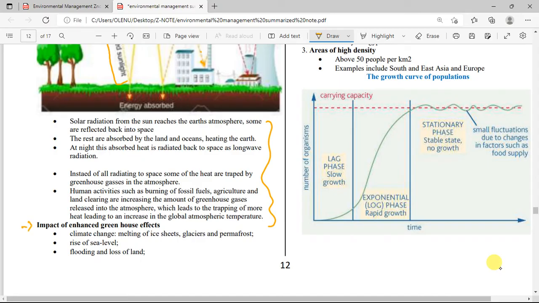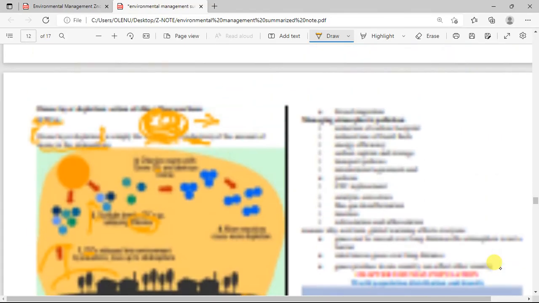Now, what are the impacts of the greenhouse effect? They lead to climate change and global warming. So because the earth's temperature is now warm, it will lead to melting of ice sheets and glaciers, and also permafrost. And this global warming will lead to sea level rise, which can also lead to what? Flooding. And flooding can lead to loss of land, loss of vegetation, loss of habitat, and affect a whole lot of species. So that's just using the multiplier effect to explain this concept.